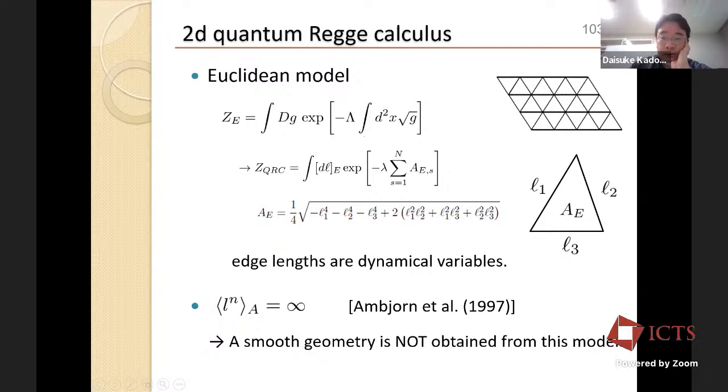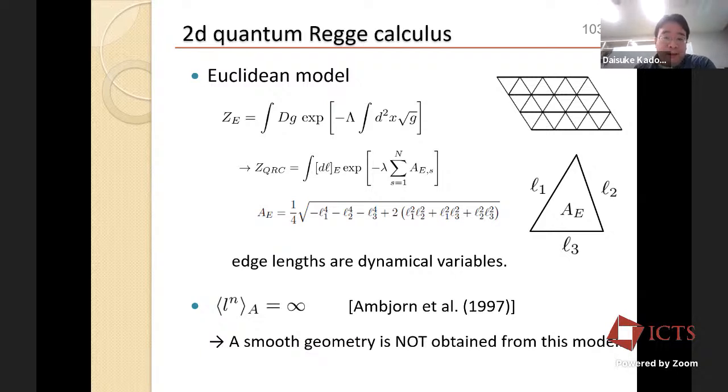And after the discretization, the action is given by the total area of this triangulation, and each area of a triangle is given from these 3 edge lengths of the triangle. And in the Regge calculus, edge lengths are dynamical variables, so the path integral measure is given by integration of edge lengths.